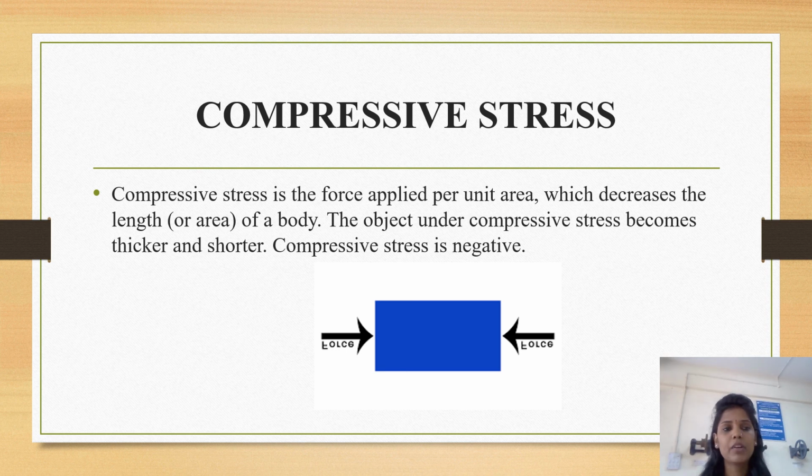Then what is the difference between the tensile stress and compressive stress? The tensile stress is induced in the body due to the tensile load. Due to the tensile load, the length of the body increases. The tensile stress is always positive. In compressive stress, the stress is induced in the body due to the compressive load. Due to this compressive load, the length of the body decreases. That's why the compressive stress is always negative.